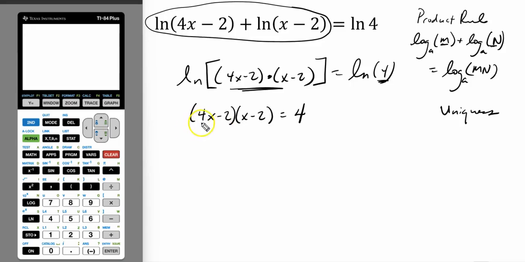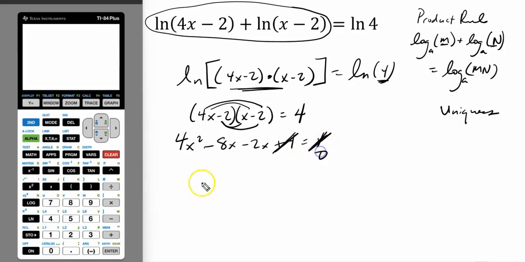So now to solve this, I am just going to FOIL this through. That's going to be 4x squared minus 8x, then minus 2x, and plus 4 is equal to 4. So my 4's cancel. And I'm going to have 4x squared, and then negative 8x minus 2x is minus 10x.